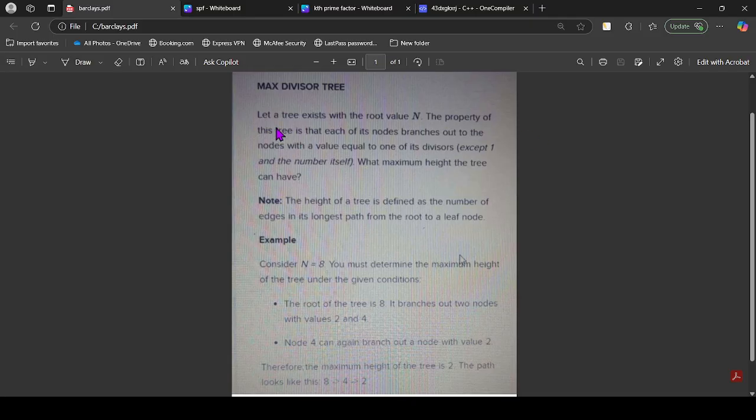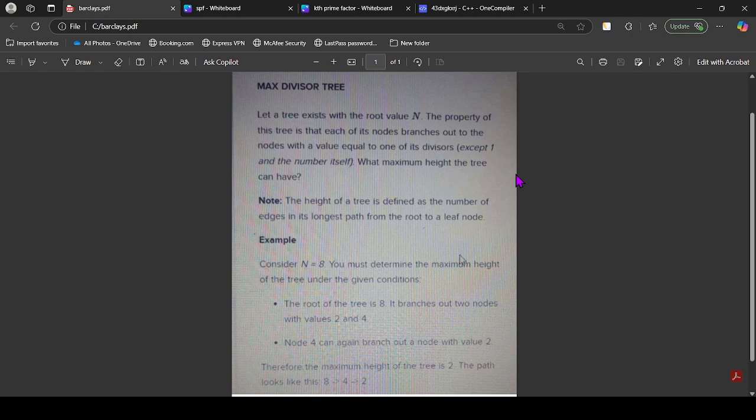So let a tree exist with a root value n. The property of this tree is that each of its nodes branches out to nodes with a value equal to one of its divisors except one and the number itself. What maximum height can the tree have?